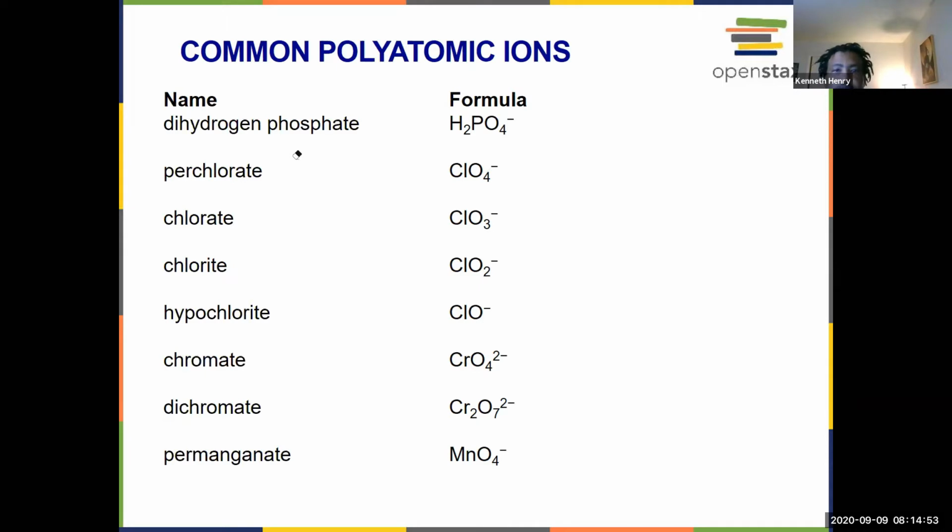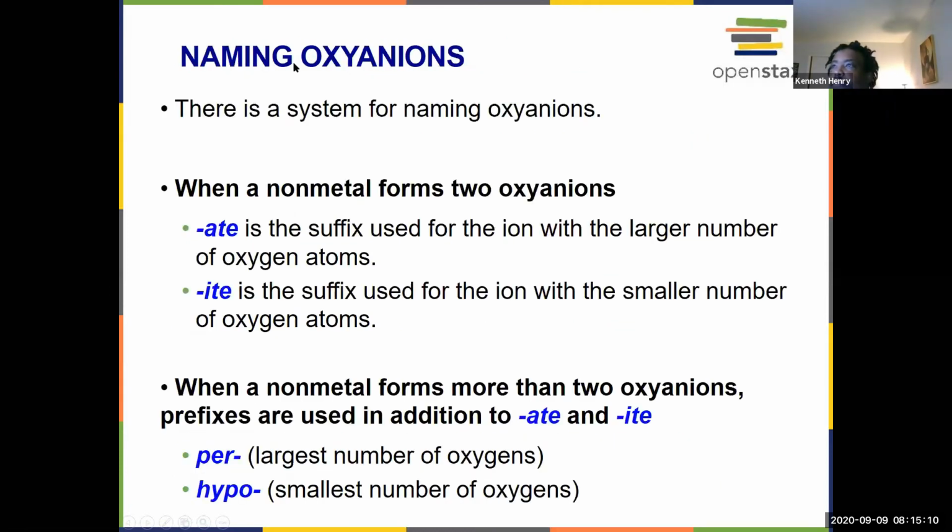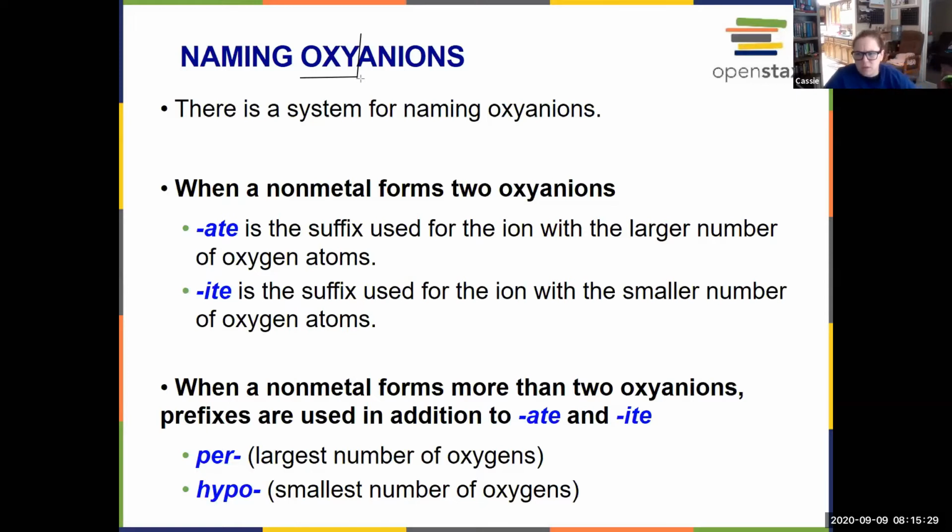These are some of the common polyatomic ion tables, and all of these are called oxyanions. What do you think oxy stands for? Oxygen. Yes, oxy stands for oxygen. And what is an anion? A negative polyatomic ion. It is a negative polyatomic ion.